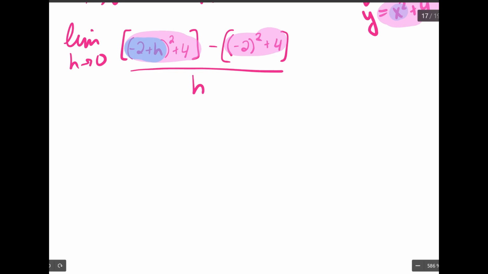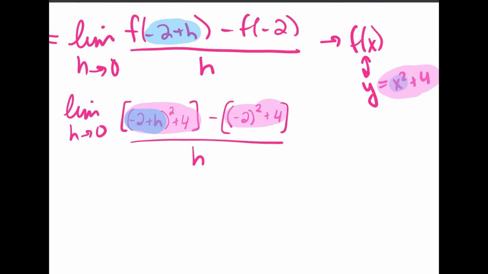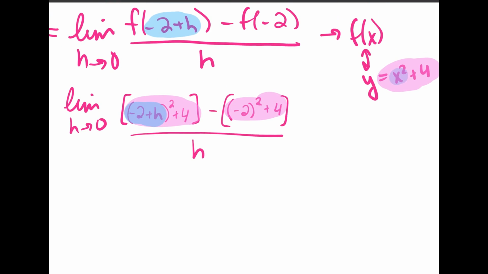I don't understand this step right here. What we're about to do? I understand that y is x squared plus 4, but how do you plug that in? So if I plug in a value of negative 2 plus h for x, you get negative 2 plus h squared plus 4. That's what we're doing. My blue is to show you I'm plugging that in for x.